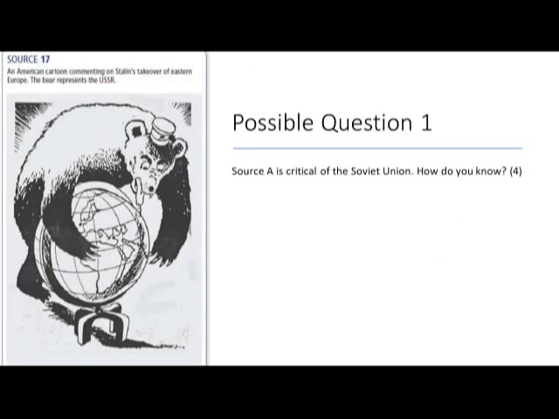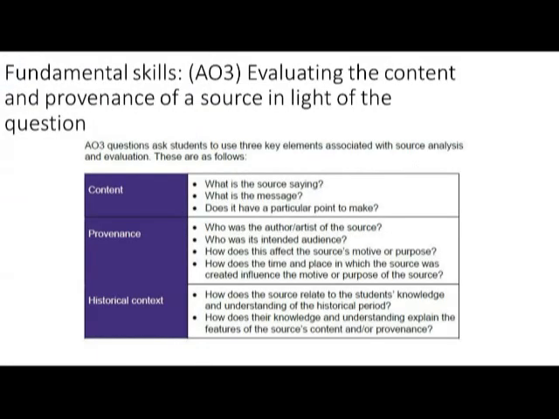Question 1, of course, will be a very simple source question. So there's an example here. Source A is critical of the Soviet Union. How do you know? All you need to do to answer that question is to look at the provenance, look at the content of the source. It's only worth 4 marks. The real test, of course, is question 2, which is the 12-mark utility question. That's the one where you've got to really make sure you have your critical thinking cap on. And again, just to go back, content, provenance, context. Those are all the ways which we measure how useful a source is. So please remember that formula.